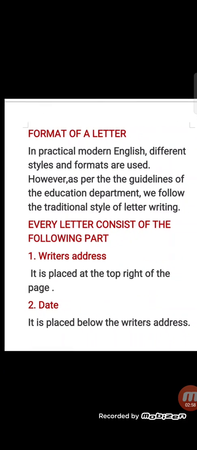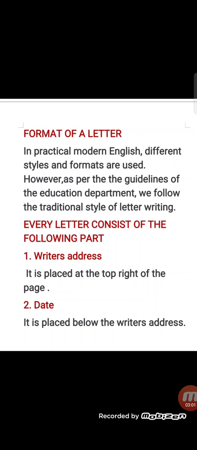Now, what is the format of writing a letter? How are you going to write? In modern English, different styles and formats are used nowadays. However, as per the guidelines of the education department, we follow the traditional, old style of letter writing. Every letter should consist of the following points. Which are those? First is the writer's address.